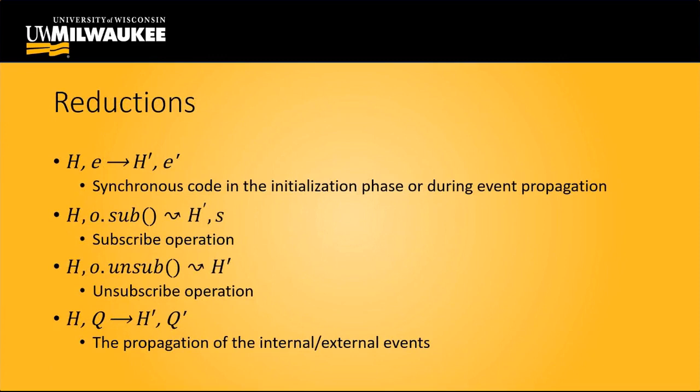There are four types of reduction rules. The first type models the evaluation of expressions, which is the synchronous part of the computation. The second type models the subscribe operation that reduces to a subscription object while resulting in a new heap. The third type models the unsubscribe operation that leads to a possible new heap. The last type models reaction to internal or external events, which may result in a new heap and a queue.